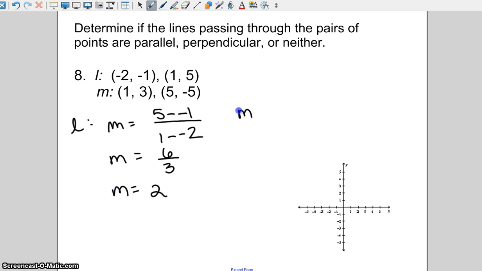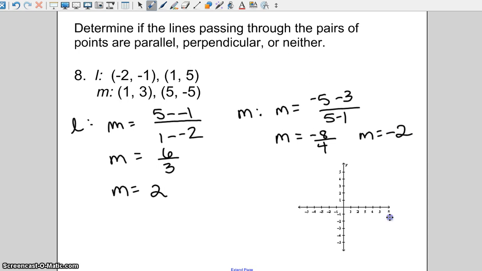The slope of line M is going to be -5 minus 3 over 5 minus 1, which is -8/4 or -2. Now these two slopes are not the same, so the lines are not parallel. They are opposites, but they are not reciprocals. So in this case, the two lines are neither parallel nor perpendicular.